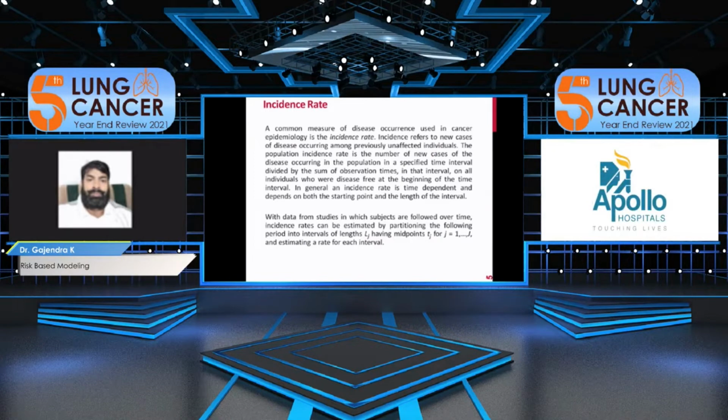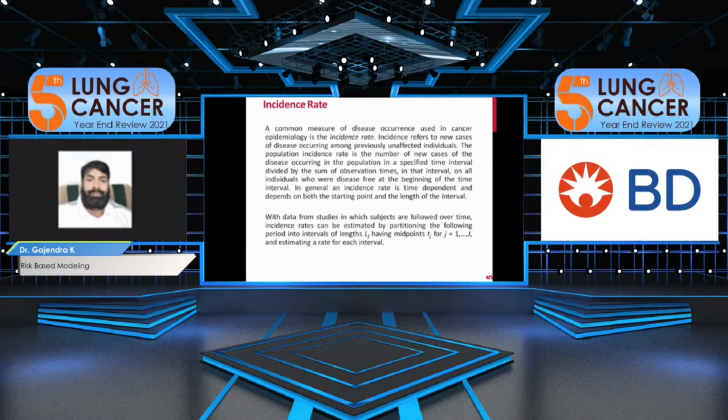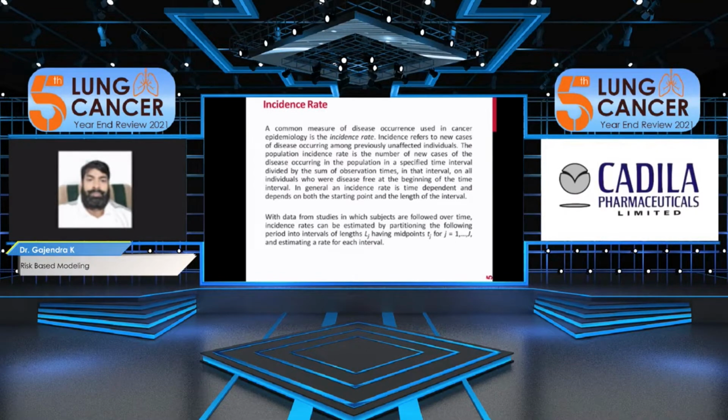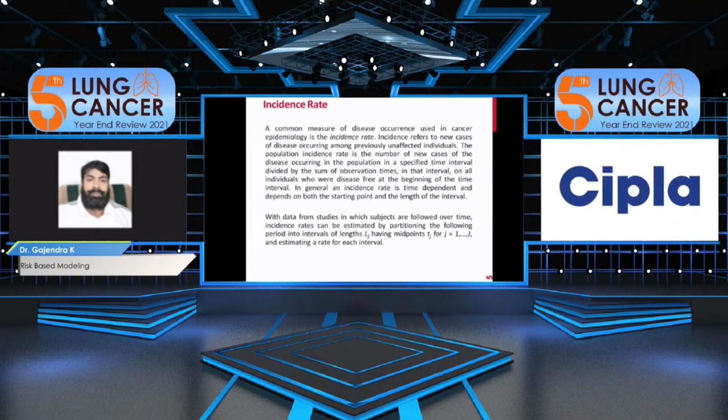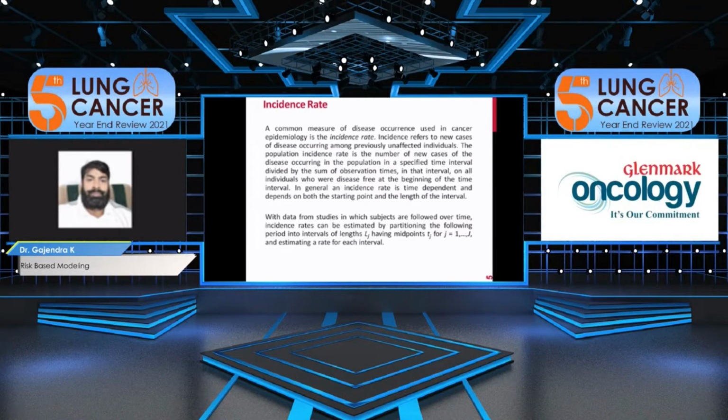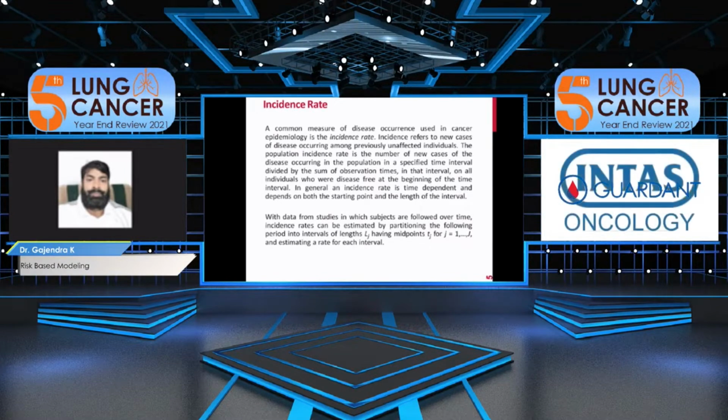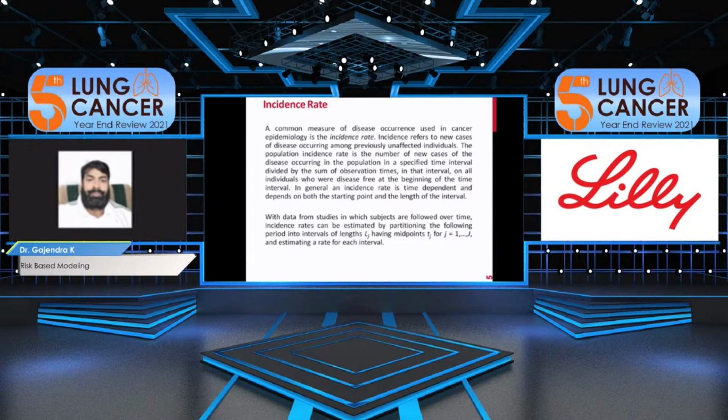A common measure of disease occurrence used in cancer epidemiology is the incidence rate. Incidence refers to new cases of disease occurring among previously unaffected individuals. The population incidence rate is the number of new cases of the disease occurring in the population in a specified time interval divided by the sum of observation time in that interval on all individuals who were disease free at the beginning of the time interval.